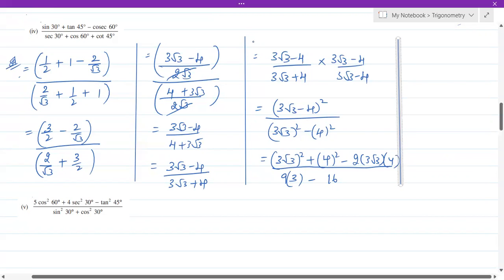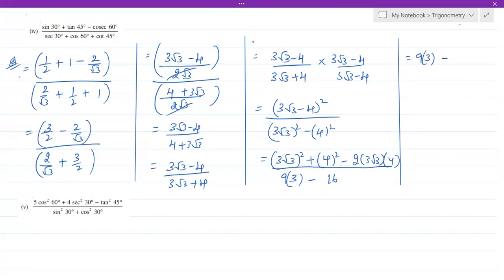In the next step, 3 root 3 square. We have already done it as 9 into 3 plus 4 square is 16 minus, let's multiply the numbers. 2 3s are 6, 6 4s are 24. Root 3 as it is, divided by 9 3s are 27 minus 16. So 9 3s are 27. 27 plus 16 minus 24 root 3 divided by 27 minus 16 is 11. Now 27 plus 16 is 43 minus 24 root 3 divided by 11.